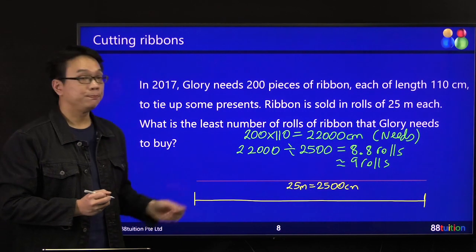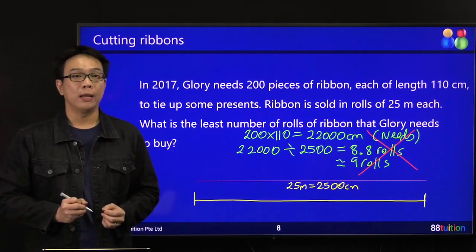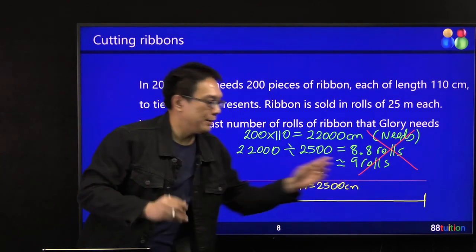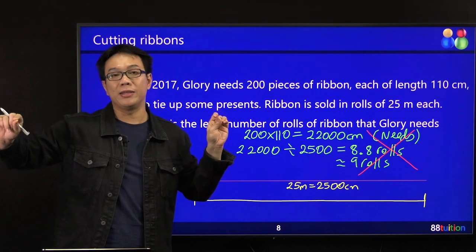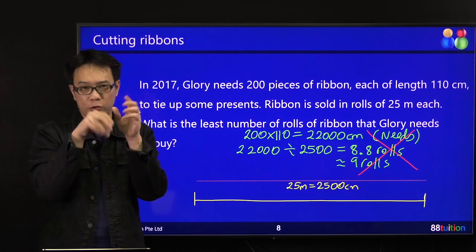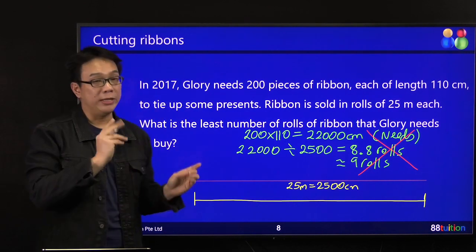If you do that, what happened? Wrong. Why? Because again, you're assuming that all these ribbons are connected with another row of ribbon, which is connected with another row of ribbon, and so on. You're having a super glue or you scotch tape it, you're trying to make it into one super long piece and you're slowly cutting it.